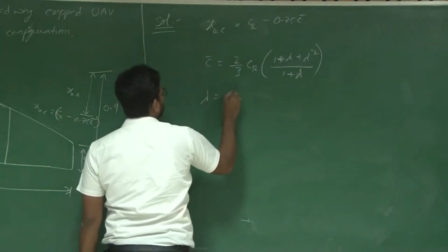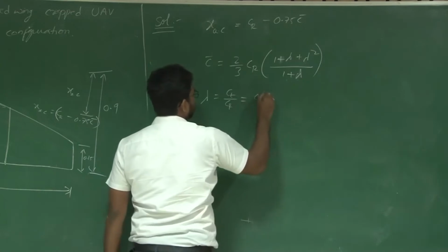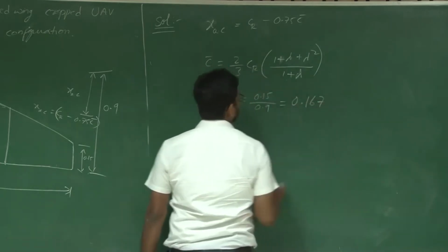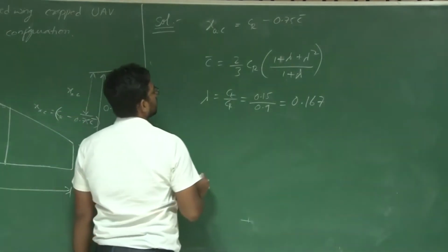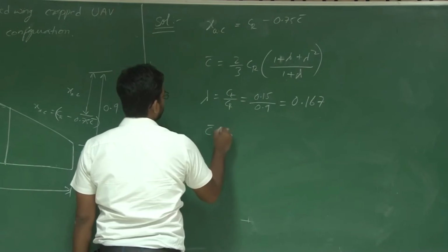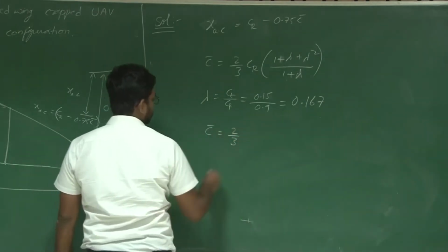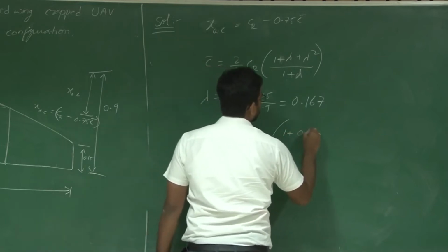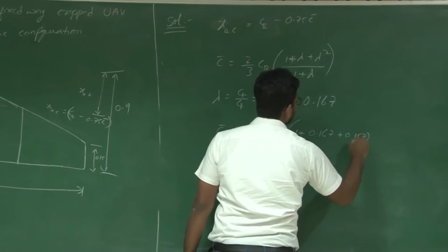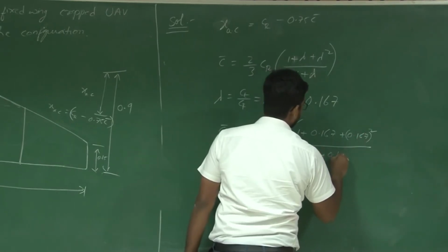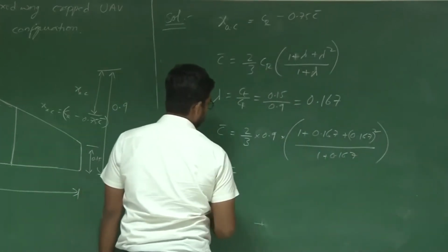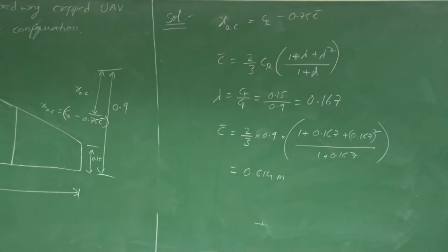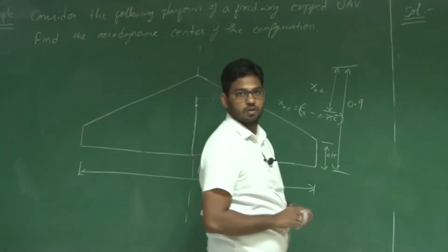So what is lambda? It's CT by CR, which is 0.15 divided by 0.9, which is 0.167, right? Now substitute this lambda in the above equation. 1 plus 0.167 plus 0.167 whole square divided by 1 plus 0.167. So this equals 0.614 meters. So the mean aerodynamic chord is approximately 0.614 meters.